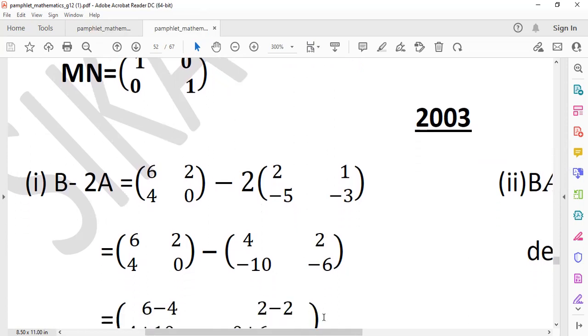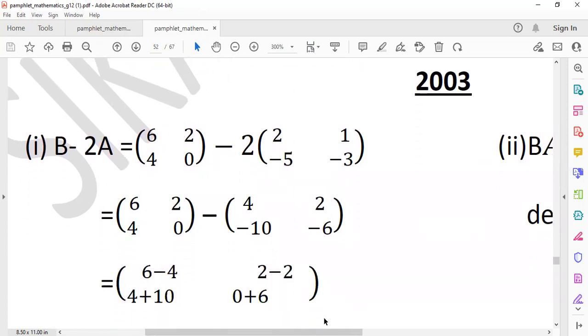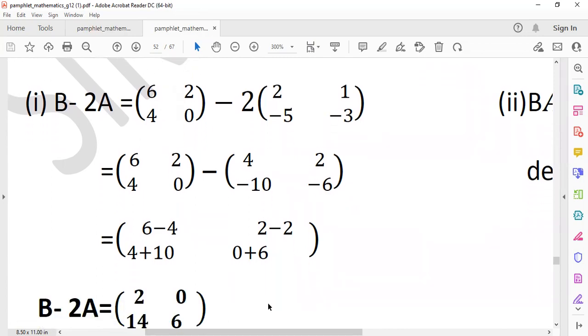So what do we have here? 6 minus 4, then 4 minus negative 10, so negative, negative, positive here. Then 2 minus 2, then 0 minus negative 6. Negative, negative here is positive, so 0 plus 6. So 6 minus 4, that's a 2.